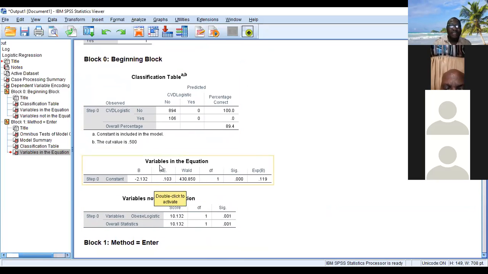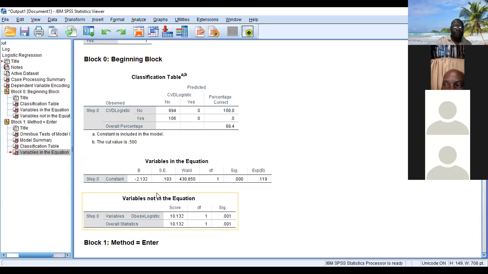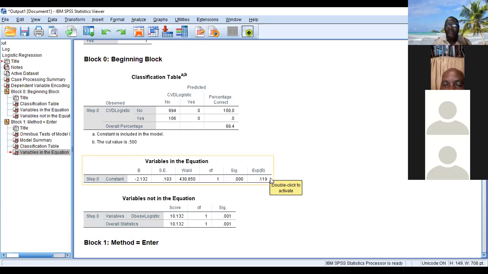Now they look at the variables in the equation. Can you see now? It says constant. The constant means beta 0. Can you see beta 0 is minus 2.132? So if you calculate the antilog, the exponential, the odds ratio is 0.119.